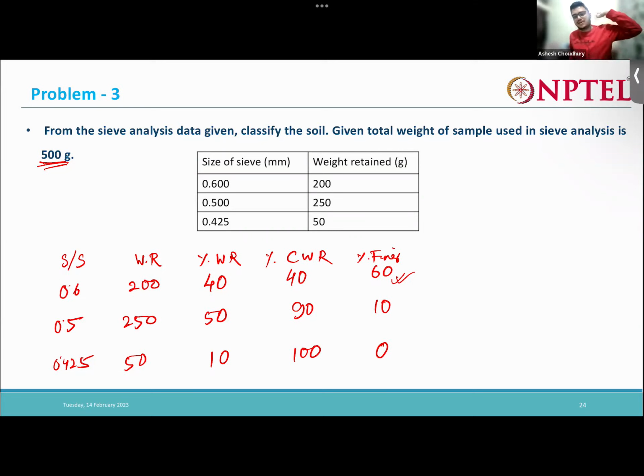Okay, it cannot be gravel. You eliminated gravel. But how can it also be sand? If you look into this data, 60% is finer than 0.6 mm. It can also be clay or silt. Correct. So for that you have to look here. How much is finer than 0.425 mm? 0% is smaller than that.